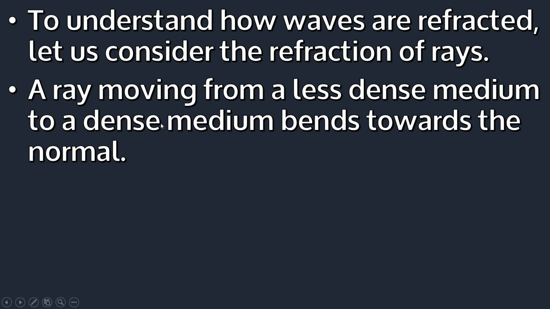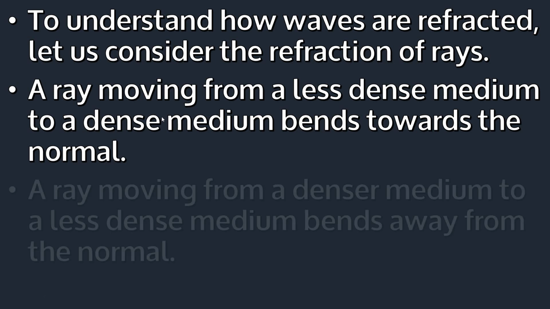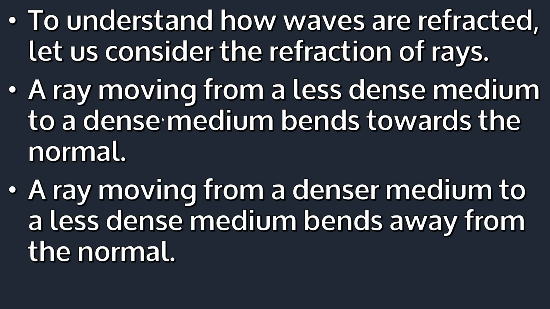Please put here an arrow, okay? A ray moving from a less dense medium to a denser medium bends towards the normal. And a ray moving from a denser medium to a less dense medium bends away from the normal. So what you have to understand is that the bending away from the normal is an indication of an increase in speed. And the bending towards the normal is an indication of a decrease in speed.